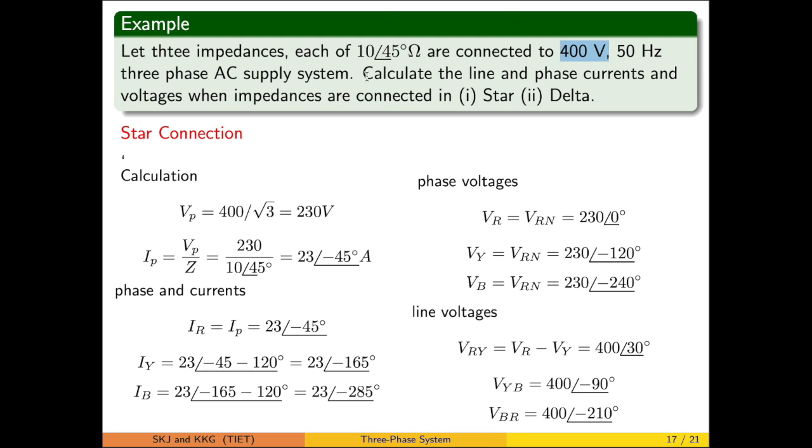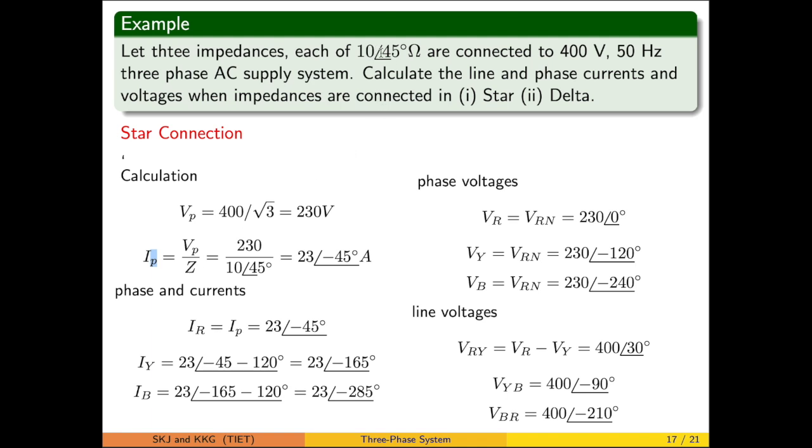Now we have to calculate the line and phase currents and the voltages when impedances are connected in star or delta. So 400 volt is given. For the star connection, the phase voltage will be line voltage divided by root 3. Then we will be going for the phase current calculation. So the phase current is the phase voltage divided by the impedance.